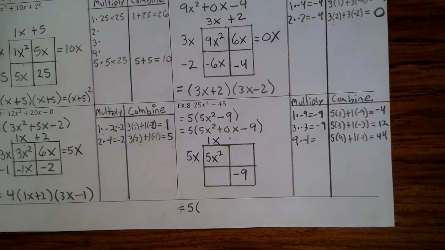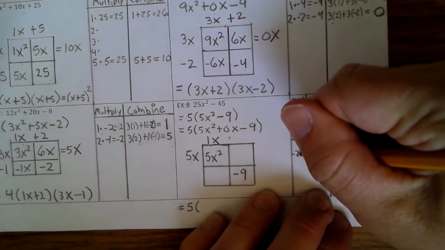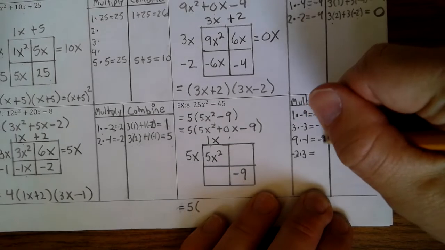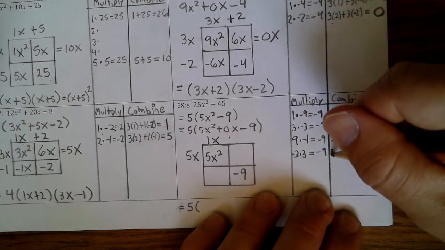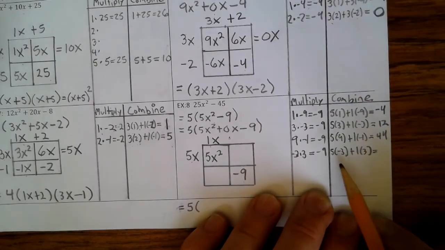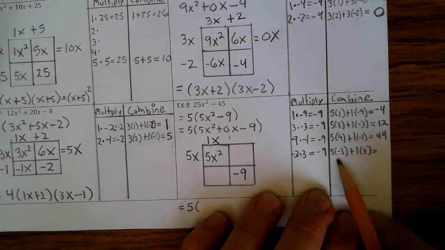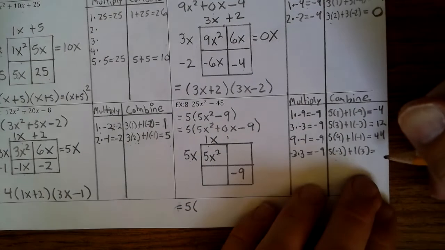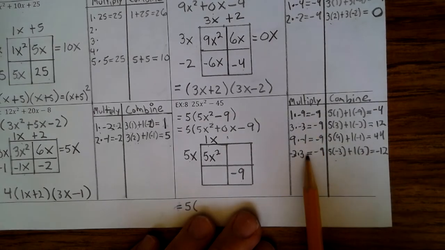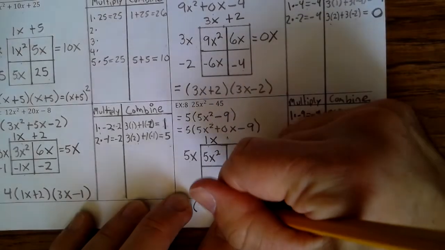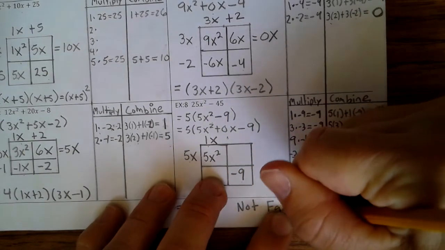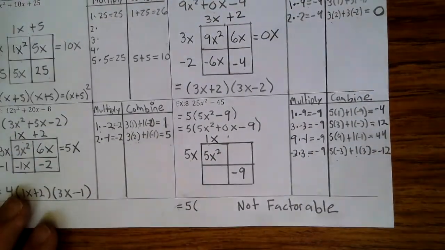Now, we actually left one out. We can actually do negative 3 and 3, which still equals negative 9. So we would do 5 times negative 3 plus 1 times 3. Well, that's negative 15 plus 3, which is negative 12. Now, if you go through all the combinations and none of them work, we would say that this is not factorable.